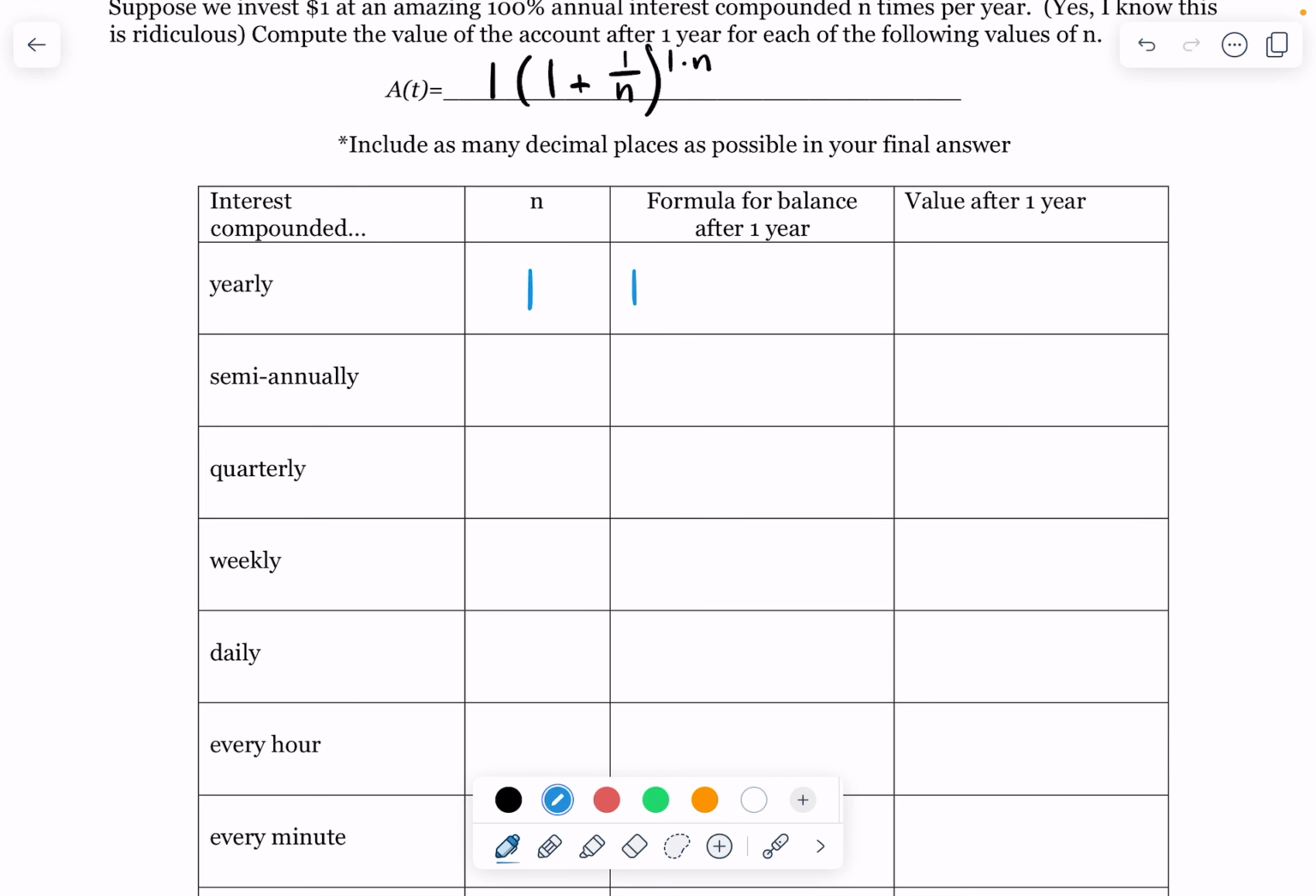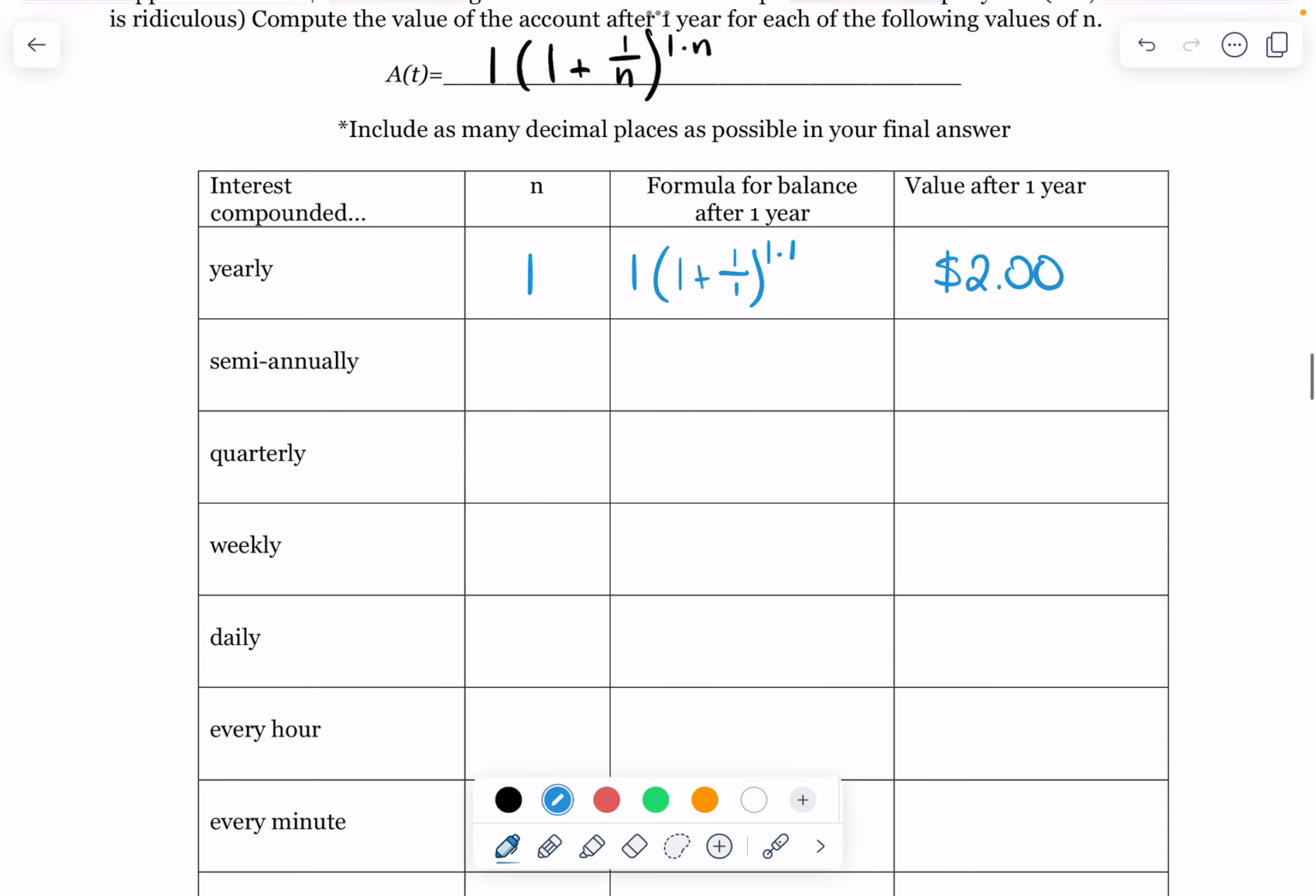If I wrote out my formula, and you don't need to fully write out the formula every time, it'll get very tedious as we go through all of these, so don't feel compelled to write it out every time. We're just going to have a bunch of ones in that case. If you simplify this, you'll see that you end up with $2 at the end of the year, which makes sense. We're earning 100% interest, and we only compound at the end of the year, so we just get that 100% interest at the end, and we've doubled our money.